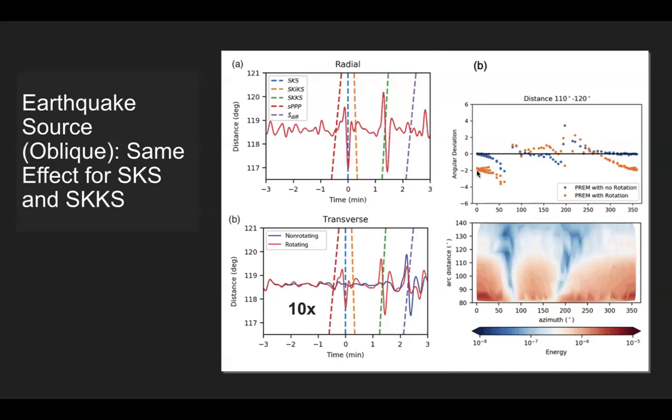And it's about 2 degrees. It's not a lot. It's about the same as PKS. PKS is 2.2 degrees, the one I showed, and SKS is showing about 2 degrees. So it's not a lot, but there's definitely something measurable.